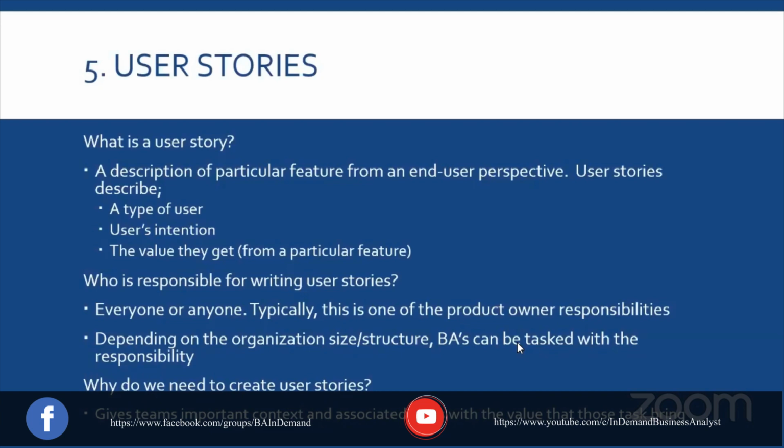we work on them. Depending on the organization size or structure, the BA can be tasked with the responsibility to write the user stories. Whether it's the product owner or the BA, they do it together, or the BA just does it him or herself. Anyone in the organization or on the team can write the user stories. Why do we need to create user stories? This gives the team important context and associated tasks with the value that those tasks bring. So again, it gives you a high-level understanding of what we're trying to accomplish with a certain feature and who we're trying to build it for.